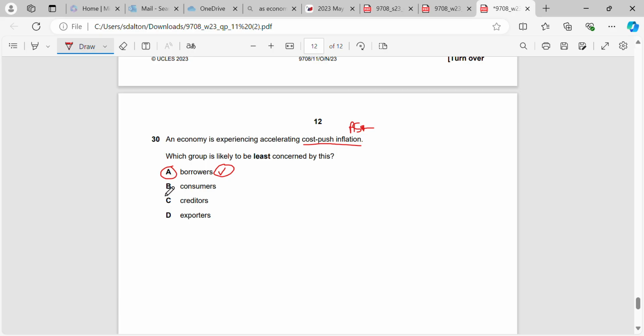Consumers will obviously be affected by or concerned by inflation because their purchasing power is decreasing. Creditors will also be concerned by inflation because they're the ones who are giving to the borrowers, so they may be receiving less in real value than what the inflation actually is. And exporters will obviously be affected by inflation as well and concerned by it, because the price of goods and services is going up, which is making their exports more expensive to other countries.